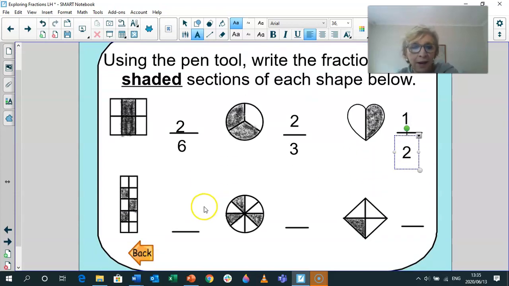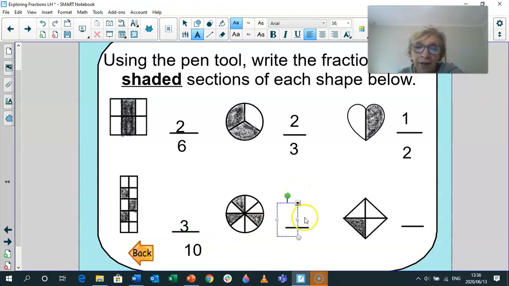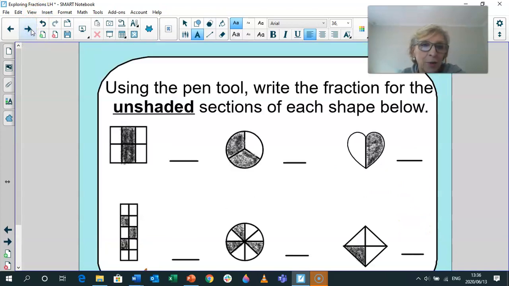Perfect. And this one, well, there are 10. How many are shaded? 3/10. Excellent. And this one, well, there are 8 little pieces, and there are 3 that are shaded on there. And this one, there are 4 equal pieces, and how many? What's the fraction that's shaded? 1/4. Well done. I'm so glad you listened to the previous section.